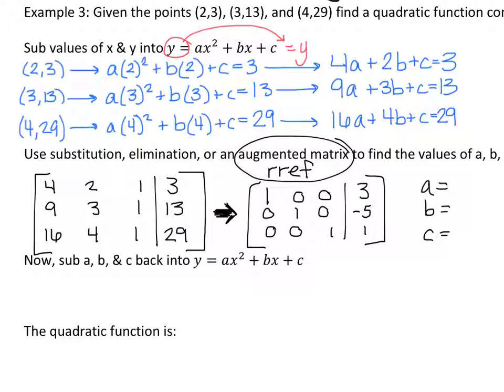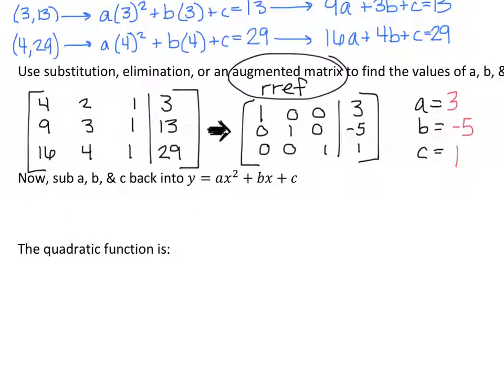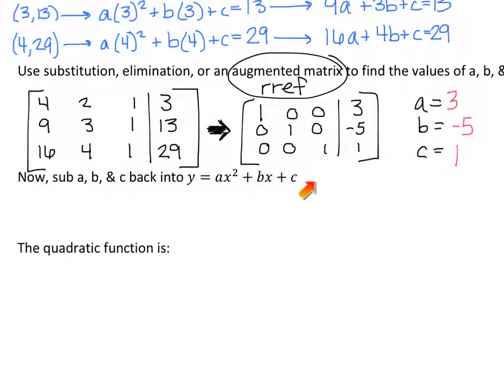So you should get this as the answer in the calculator. So what does A equal? What does B equal? What does C equal? 1. Okay, so now substitute back into what we started with, the standard equation. So we'll have y equals A, we just said is 3 times x squared, plus b we just said is negative 5, x plus c we said is 1. Simplify it and we have our answer.